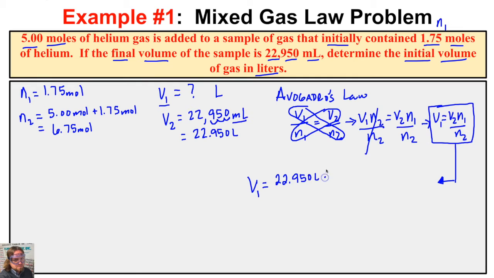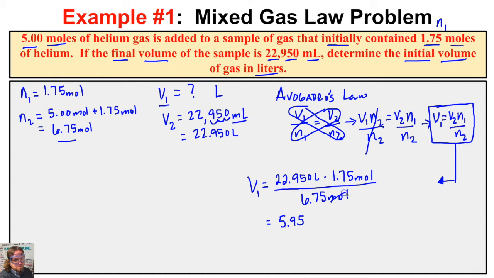So we have 22.950 liters times N1. If we take a look at this problem here, N1 is 1.75 moles. And we're going to end up dividing this by N2, which is 6.75 moles. So now we can take our calculator out and plug these numbers in. We have 22.950 times 1.75 divided by 6.75, and we're going to end up with a final answer of 5.95.